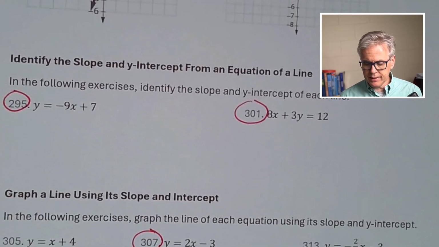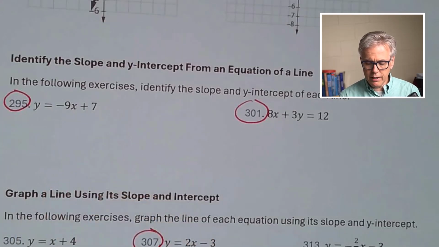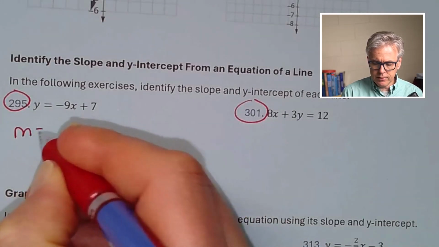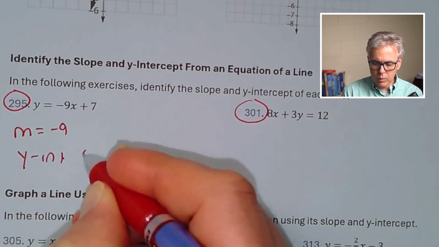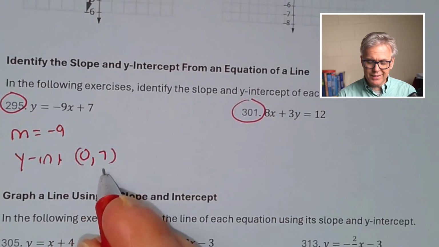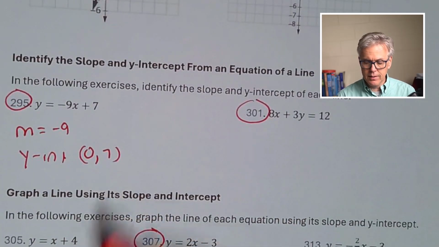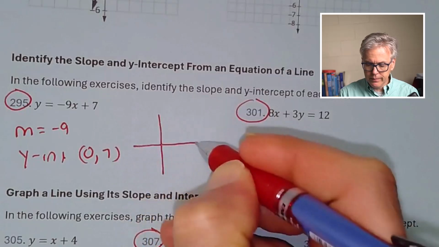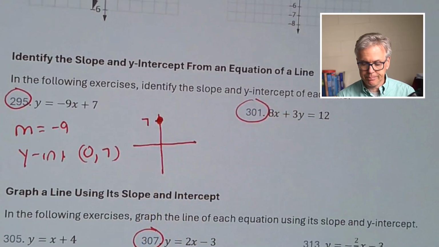In the following exercise, identify the slope and y-intercept of each line. So 295, what's my slope? Well, the slope here is -9. What's the y-intercept? Y-intercept is (0, 7). I prefer you say (0, 7). I wouldn't count off if you just said 7. Just really make sure you know that 7 means this is where it's going to cross. It's going to cross right here on the y-axis at 7.